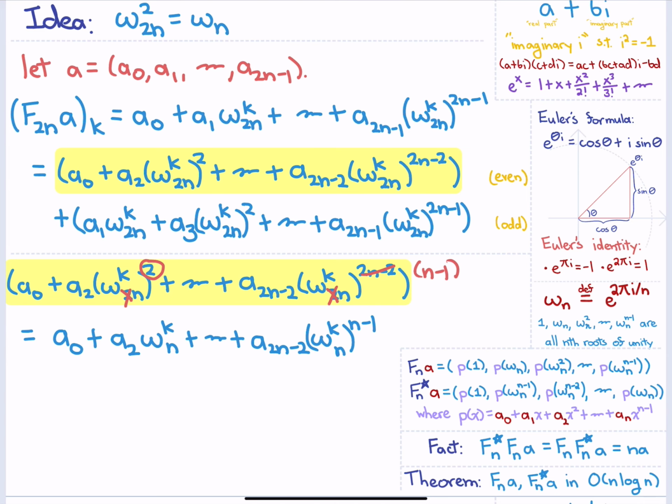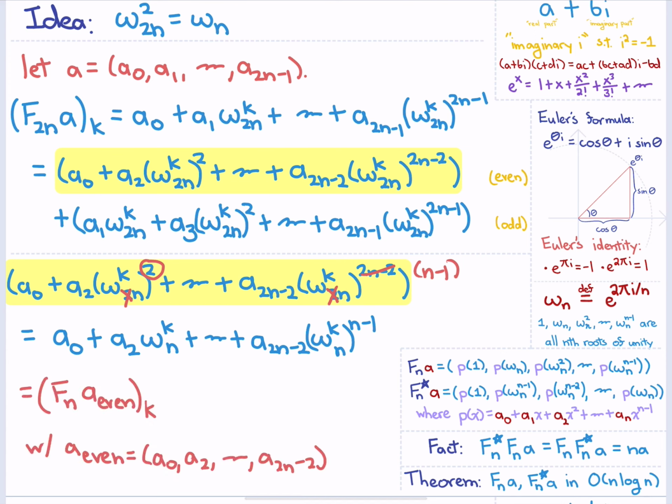Now I'm looking at a bunch of nth roots of unity. So what is this? This can be thought of as the nth discrete Fourier transform of the polynomial of just the even coefficients, and it's the kth term of that. So the sum representing the even part has now been turned into something that looks like a recursive subcall with a smaller number of pieces, from 2n to n.